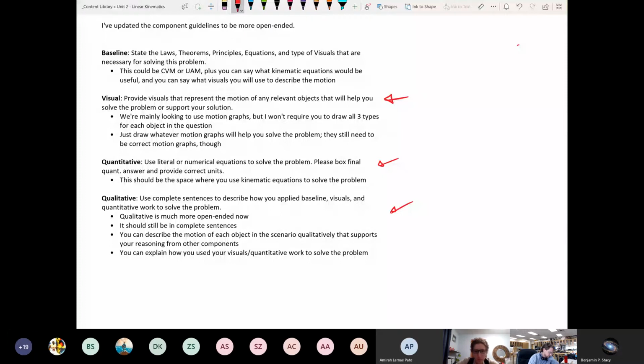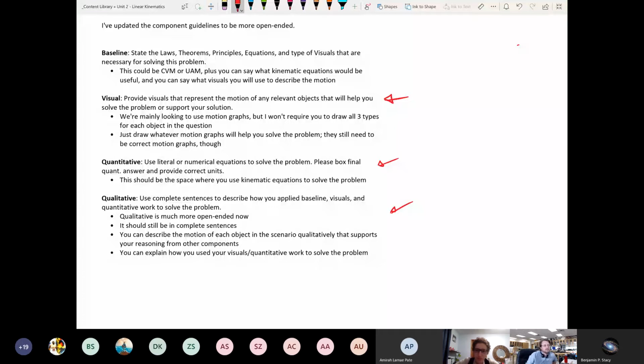Okay, so it still should be in complete sentences. It should definitely be more than one sentence. It should always be 3 to 5 sentences. You could describe the motion of each of the objects that are in the scenario qualitatively that supports your reasoning from the other components, like the math component or the visual component.